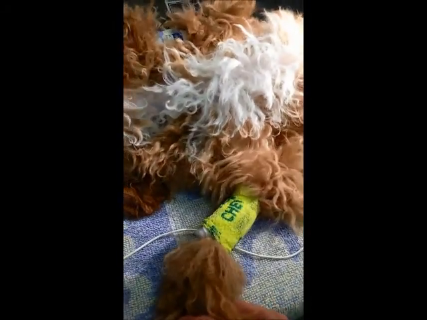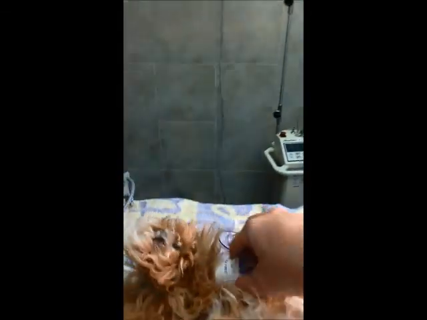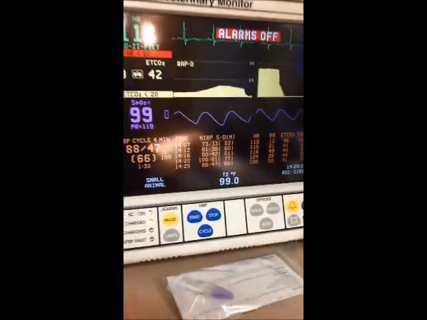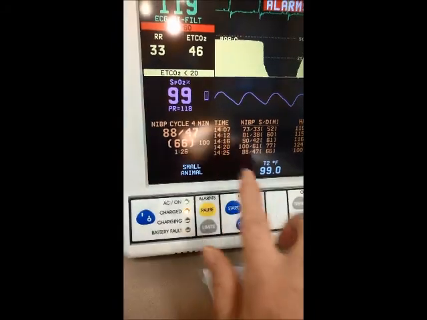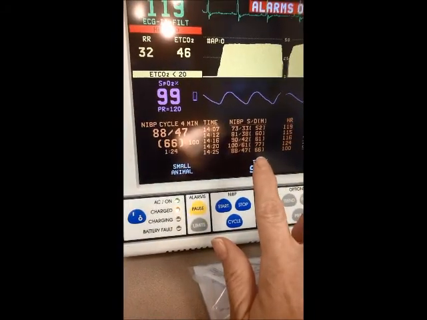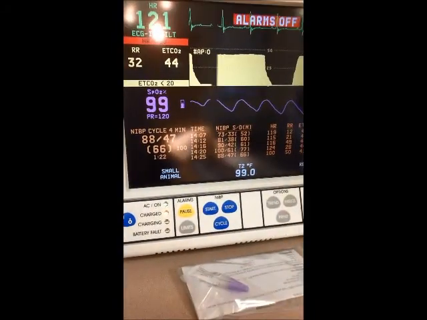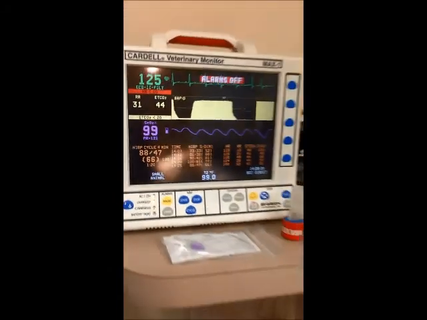She has her IV catheter in. She gets IV fluids. And this over here is her blood pressure cuff. This monitors her blood pressure. And this is her blood pressure at the moment, so it's 66 mean, 88/47. This is a history of her blood pressures during surgery.